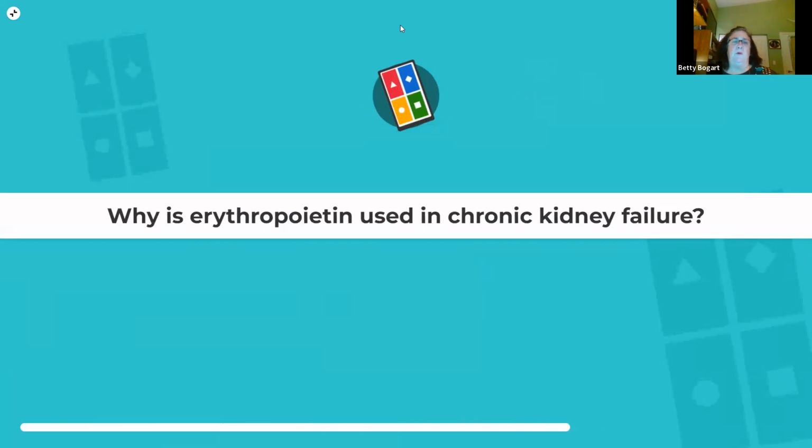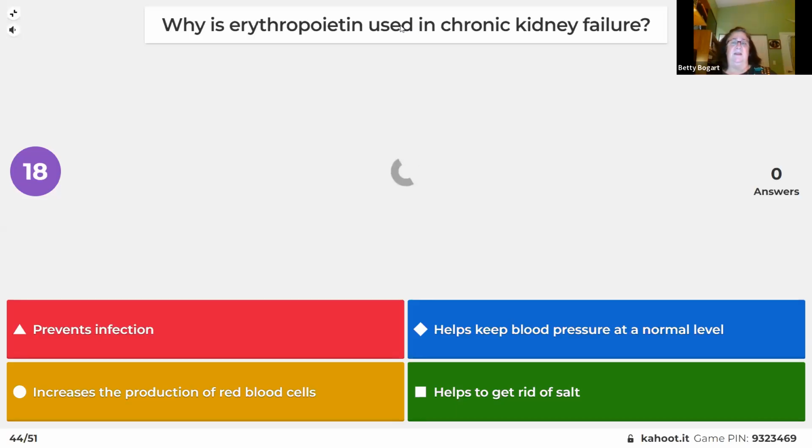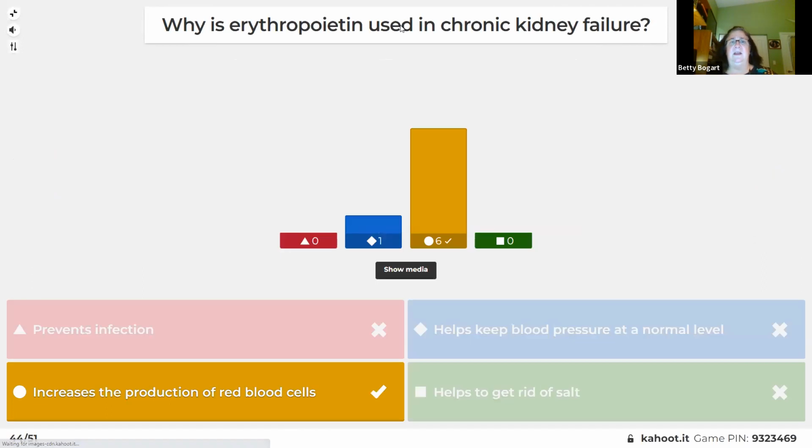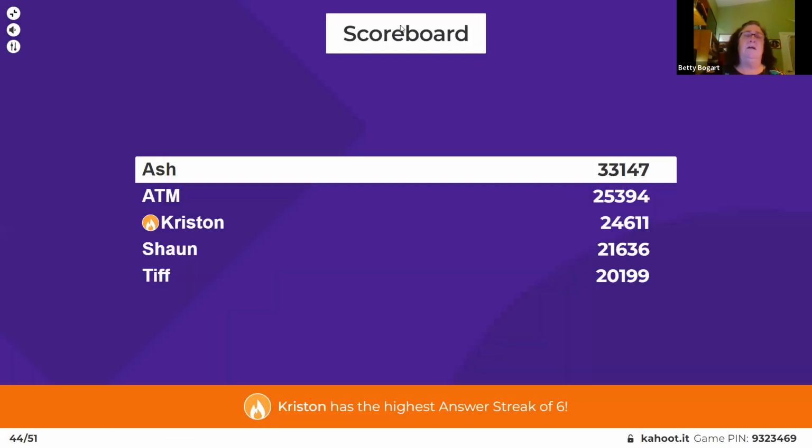Why is erythropoietin used in chronic kidney failure? It doesn't matter if you're an adult or a child, you are chronically going to be with low hemoglobin, low hematocrit. And then we give erythropoietin because it produces red blood cells and hopefully will decrease the amount of transfusion this child might need.